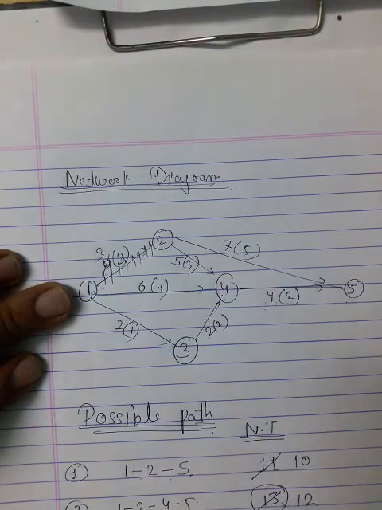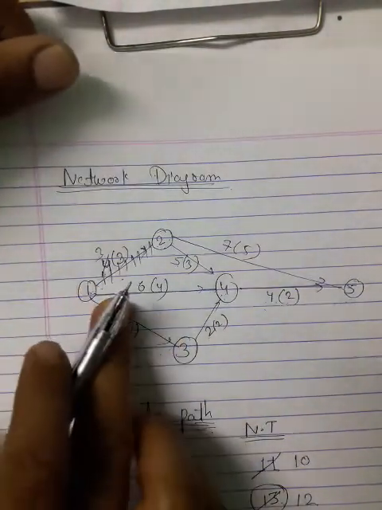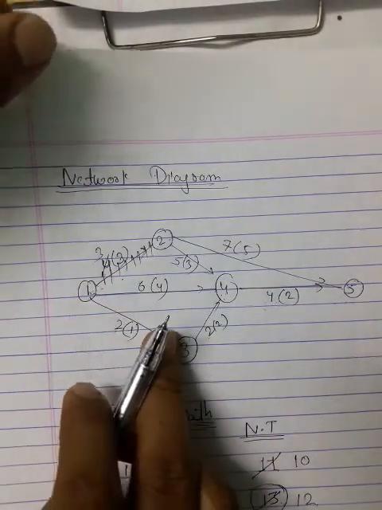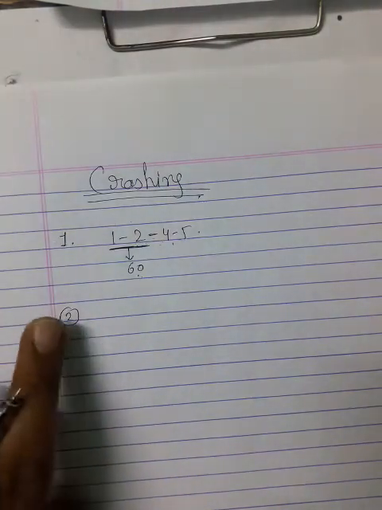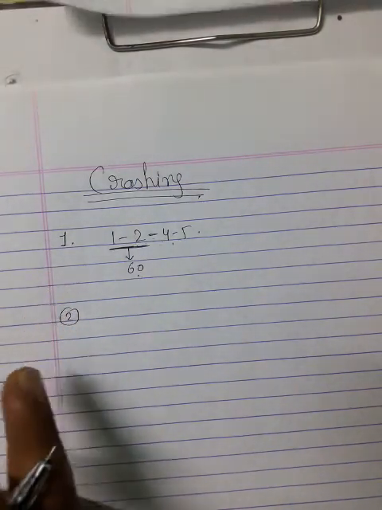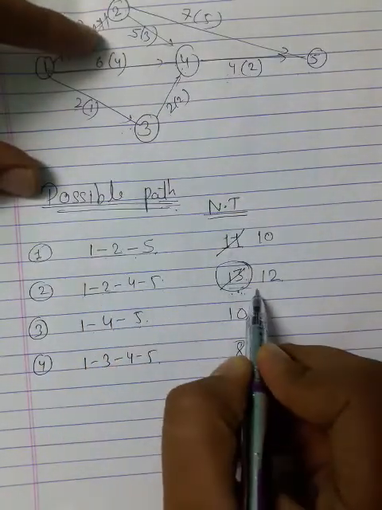Okay, now I can't crash this any further. This completes the first step of the crashing. Now in the next step, that is the second crashing, again you have to check the possible path. Go for the possible path step and check which has the maximum time.